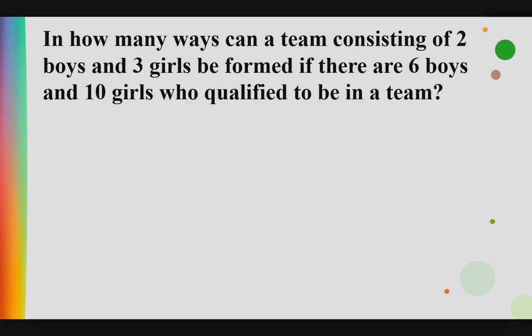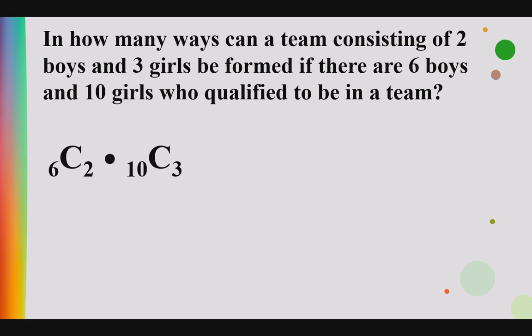In how many ways can a team consisting of 2 boys and 2 girls be formed if there are 6 boys and 10 girls who qualify to be in a team? So, dito, meron tayong 6 na lalaki, 10 babae. Pero, 2 lang sa lalaki at 2 lang sa babae ang pipiliin at a time. So, ilang ways kaya ang pwedeng magawa natin or ilang team kaya ang pwede natin magawa dito? So, dito, 2 combination ito.